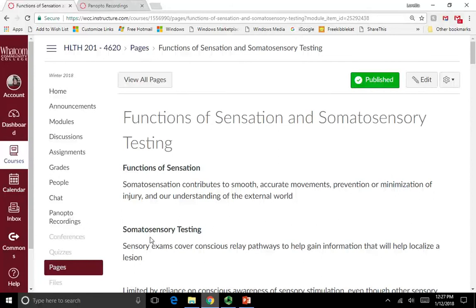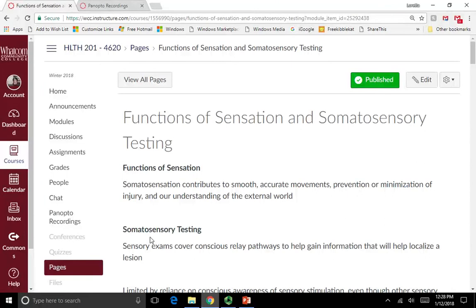Somatosensation in particular contributes to smooth, accurate movements through the adjustments made by the cerebellum, prevention or minimization of injury, and our understanding of the external world. It tells us when to put on a sweater when we're cold. It tells us when to take our hand out of the fire. So this is important stuff.